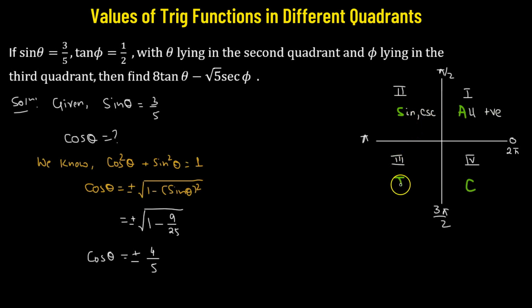Coming to the third quadrant, we have T. T represents the tangent function, and we'll consider its reciprocal, the cotangent function. So these two trig functions are going to be positive, and the rest are going to be negative. And finally in the fourth quadrant, we have C. C represents the cosine function and its reciprocal, the secant function. So these two trig functions are going to be positive and the rest are going to be negative. Now clearly, as mentioned here, our theta is lying in the second quadrant.